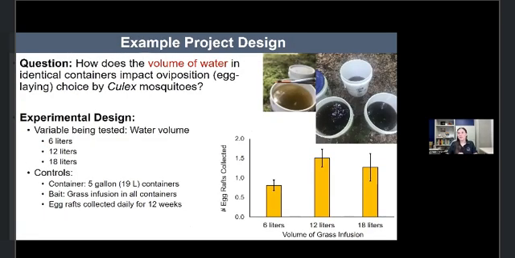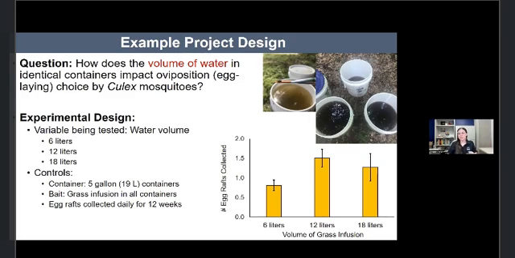So in this example, we were interested in how the volume of water in identical containers impacts egg-laying choice by our Culex females. And remember, I said the Culex females are a little bit different. They lay egg rafts, so we can use one egg raft to count as one female. And this picture here with the paintbrush, that's actually an egg raft on top of a paintbrush. So you don't need any fancy equipment, just a paintbrush, and you just dunk your paintbrush in to collect your egg rafts. And we had, as you could see in the second picture, 3 different levels of water. We had 6 liters, 12 liters, and 18 liters.